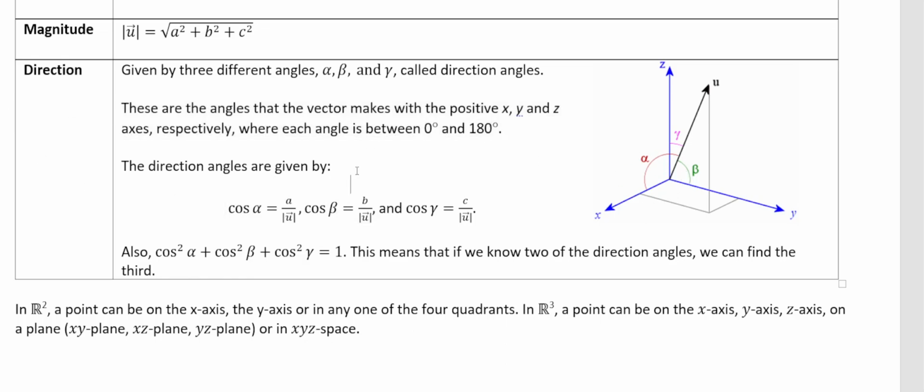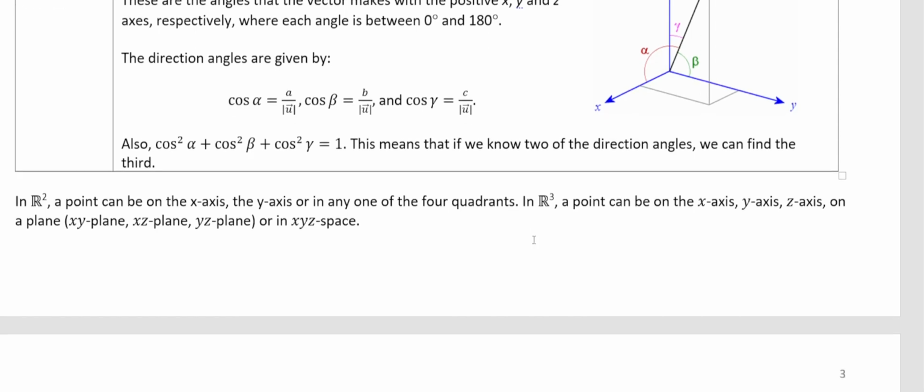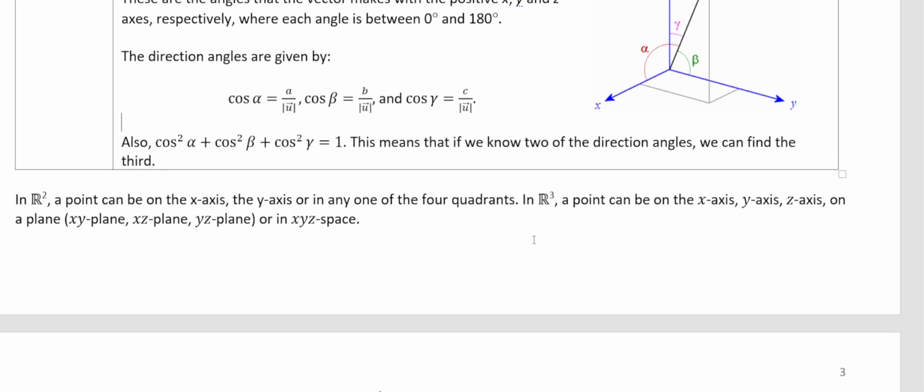The direction angles are also given by the formulas. Cos alpha is equal to a over the magnitude of u. Cos beta is equal to b over the magnitude of u. And cos gamma is equal to c over the magnitude of u. Cos squared alpha plus cos squared beta plus cos squared gamma is equal to 1. This means that if you know 2 of the direction angles, we can find the third.